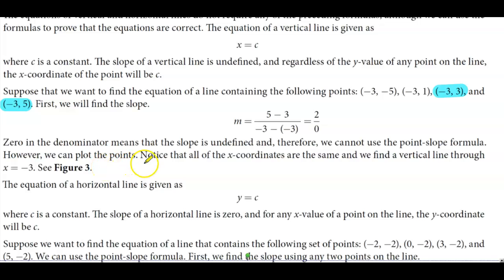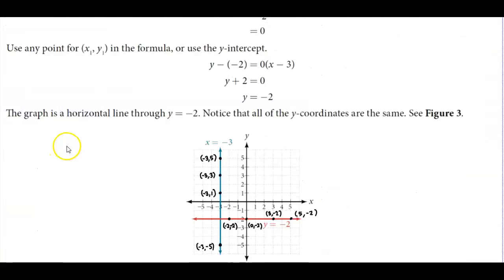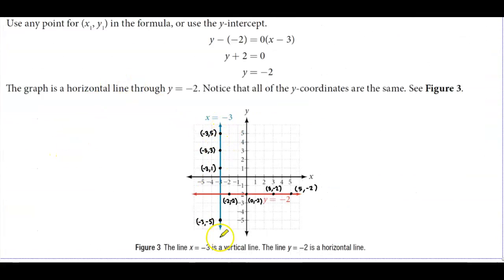So we're going to notice that all of the x-coordinates are the same, and we find a vertical line through x equals -3. So let's take a look at figure 3. So here is our line x is equal to -3. And I want you to notice here that the x-coordinates are the same. So that tells you that this is a vertical line.